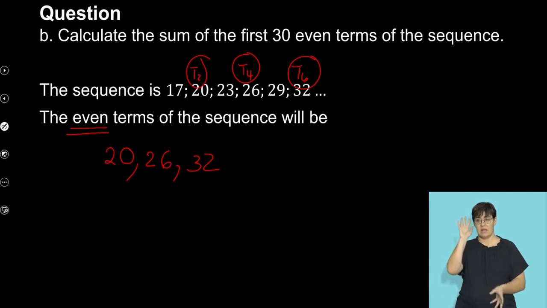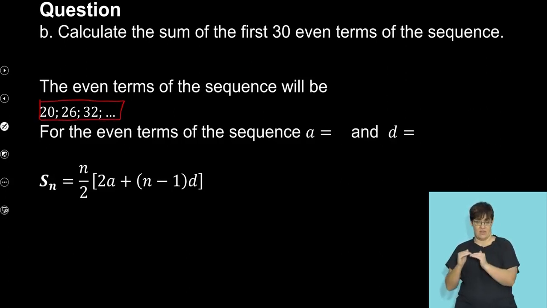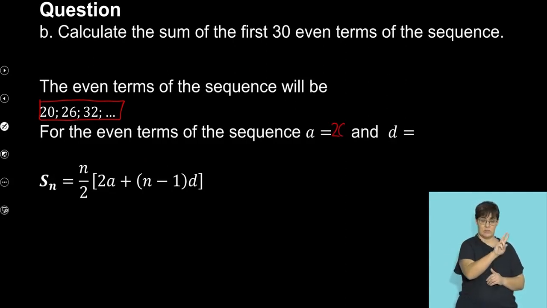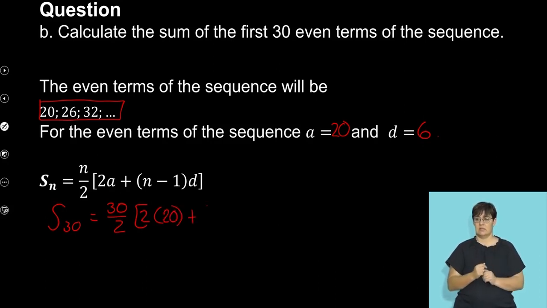I still need to calculate the sum of the first 30 even terms. So because these are my first three terms of the even sequence, I have to find a new A and a new D. So my new A is 20, and my new common difference is 6. Then I'm going to substitute this all into the arithmetic series formula. So the sum of the first 30 terms will be equal to 30 over 2 times 2 times A, which is 20, plus 29 because it's n minus 1, times 6.